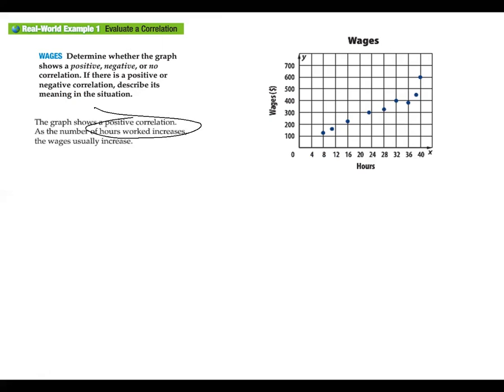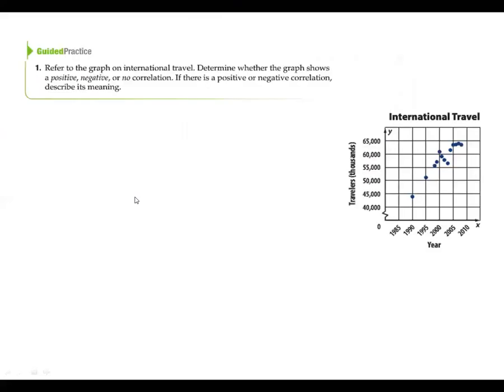Now, how you interpret it is that in this situation, as the number of hours increases, the wages typically go up as well. Now, we're going to use words like typically or usually or in general because it's not an exact science here. I mean, they don't go up in a perfect straight line, but in general, they go up. And you usually talk about the variable on the horizontal axis and then the variable on the vertical axis, like I did here. As the number of hours worked increases, the wages usually increase as well. Okay, so here's one for you to try. Go ahead and pause the video and then hit play when you're ready to check your answer.